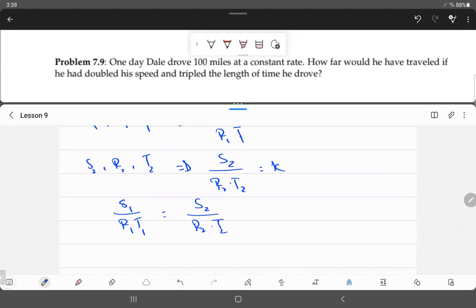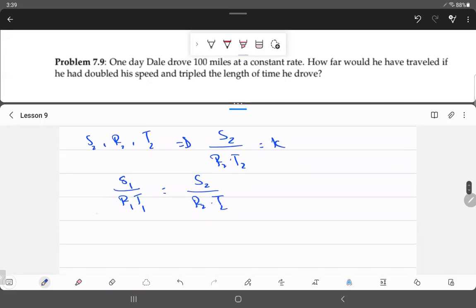So these are equal. In this problem, we are saying that rate 2 is equal to 2 times rate 1. If we double the speed, double the rate, and if we triple the time, then T2 is going to be equal to 3 T1. The question is, how far would he have traveled? We need to get what do we call it?